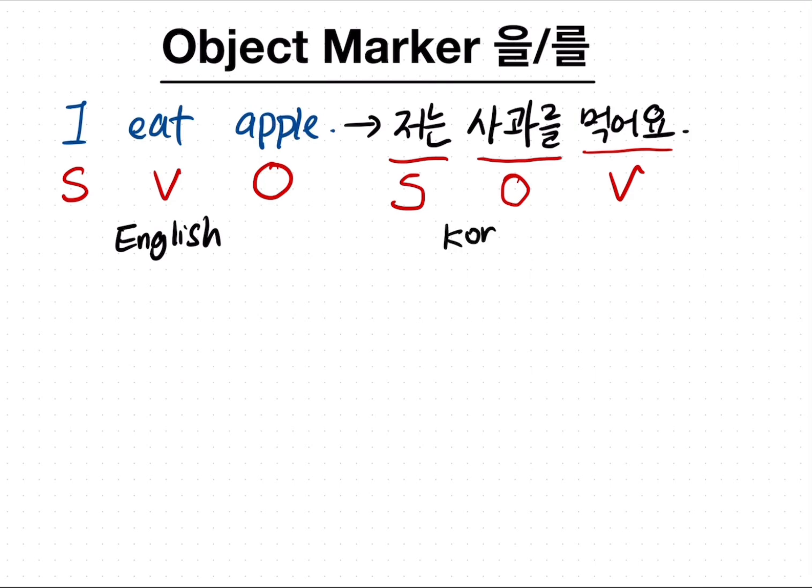Okay? So 저는 사과를 먹어요. So if I directly translate this, it actually means I apple eat. Okay? So in short, always remember in Korean language it's SOV. Okay? And here there is something I would like to show you.